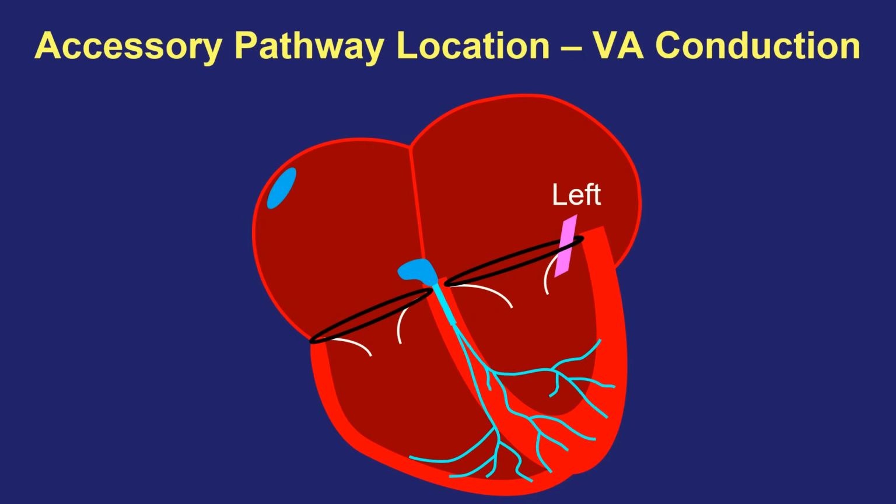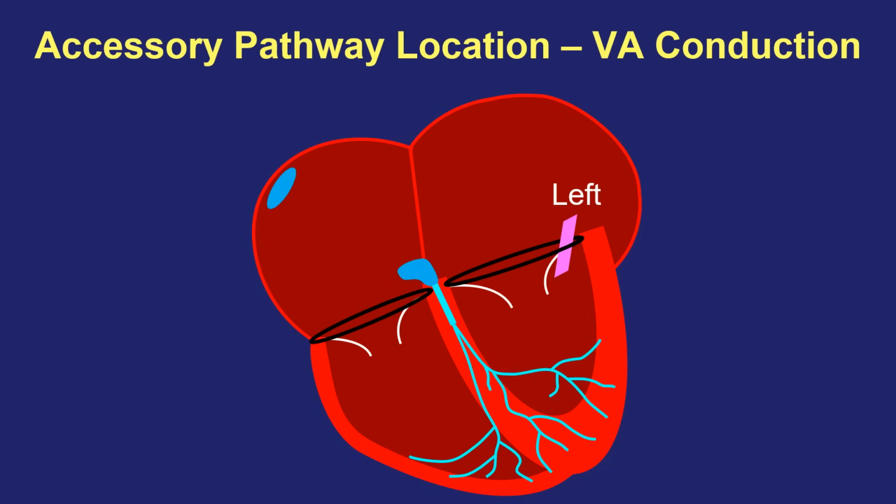As we think about whether a concealed accessory pathway is present, we have to think in reverse. We have to think about how signals get from the ventricles to the atria when we're pacing in ventricular tissue, because that's the only way we're going to distinguish whether a concealed accessory pathway is present or whether only an AV node connection is present in the retrograde direction.